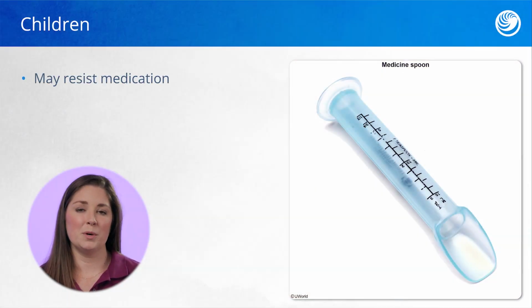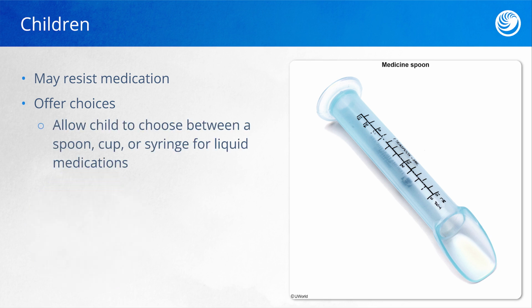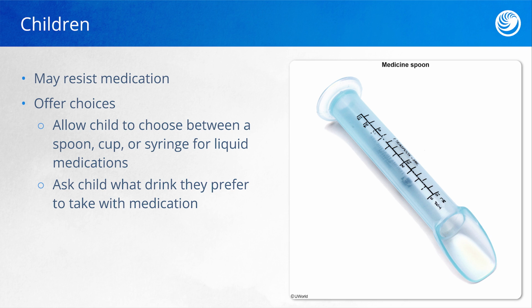As we all know, most children may be resistant to medications. Allowing them to make some type of choice or have some type of autonomy in taking the medication can be extremely helpful. Allowing the child to decide whether they want to take the medication in a spoon or a cup, and allowing the child to decide which type of drink they'd like to take with their medication. This gives them a sense of control and therefore will allow them to be more compliant while giving oral medications.